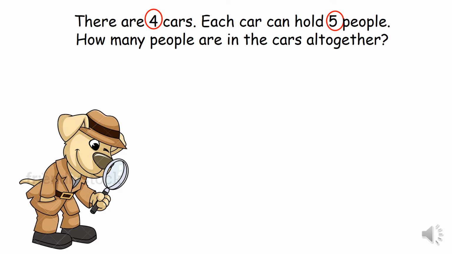Any important words that might give us a clue to what we need to do? There is the word altogether at the end. This is the same as in total. We use this word when we're adding sometimes, but we also use this word to describe that we're combining. Now remember, multiplication is all about combining groups. So our number sentence says 4 times 5 because we have 4 cars and there are 5 people in each car. So 4 groups of 5.